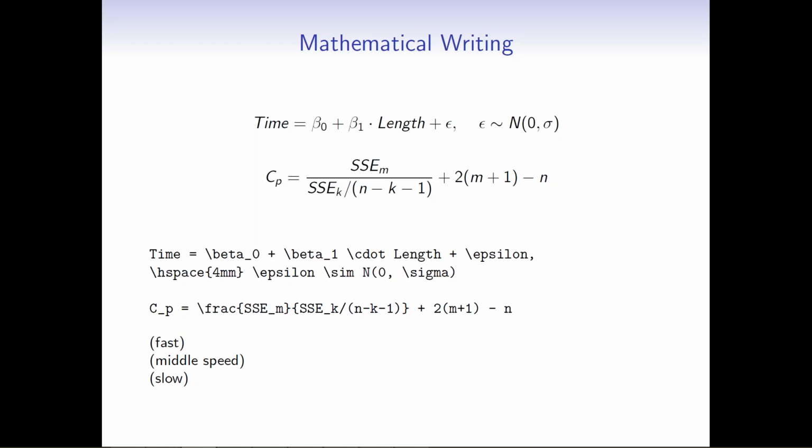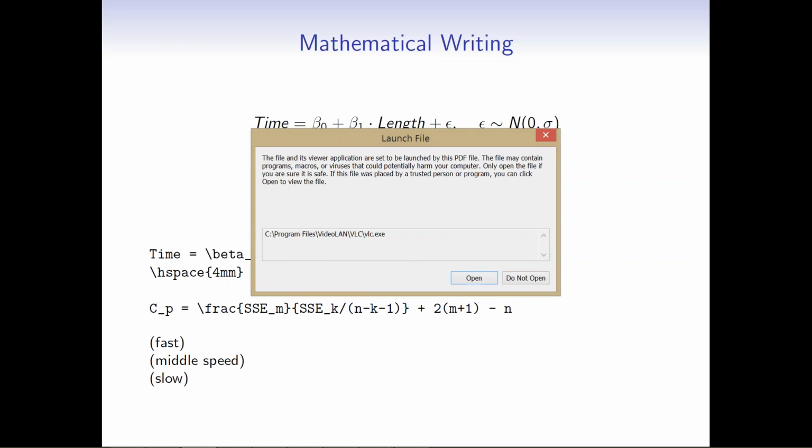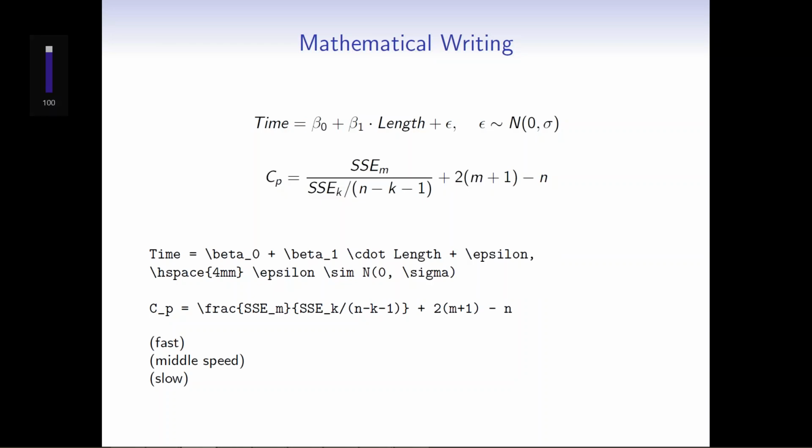So that one was probably quite fast and a bit difficult to follow. The next is the middle speed, the central speed that the JAWS software uses. And again, it's going to be reciting the equation for Mallow's CP. C underline P equals backslash frac left brace SSE underline M right brace left brace SSE underline K slash left paren N dash K dash 1 right paren right brace plus 2 left paren M plus 1 right paren dash N.